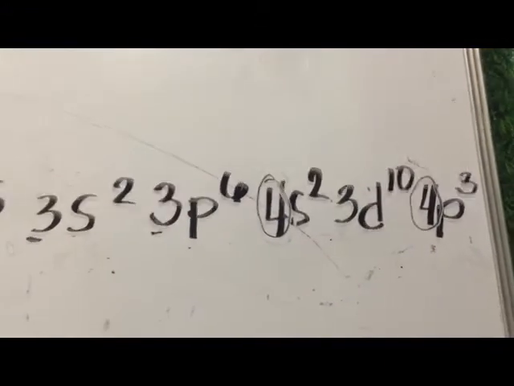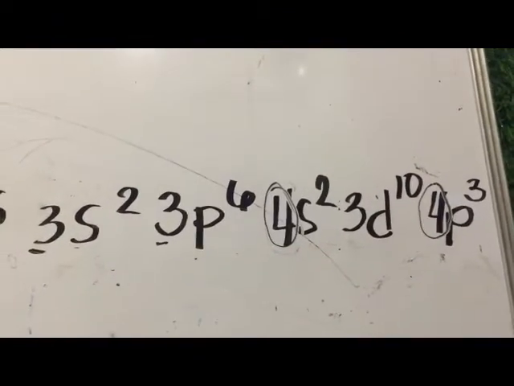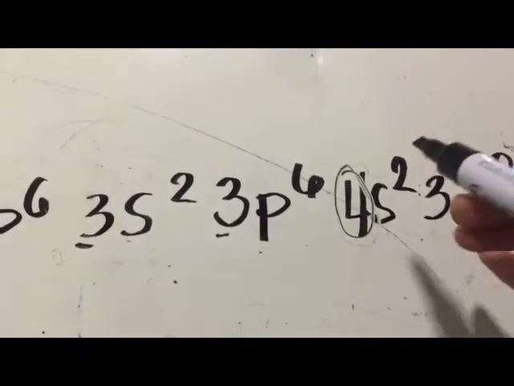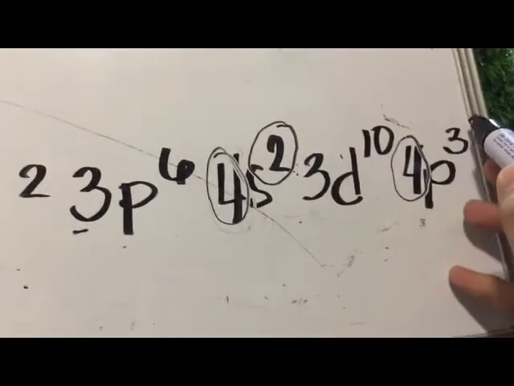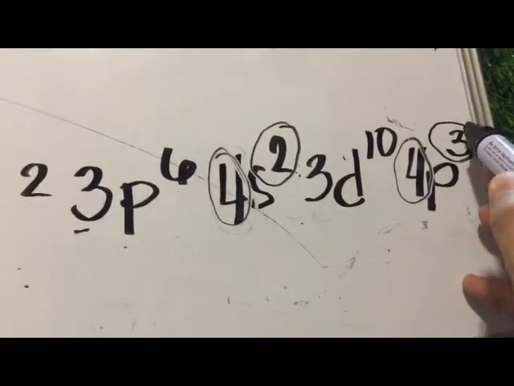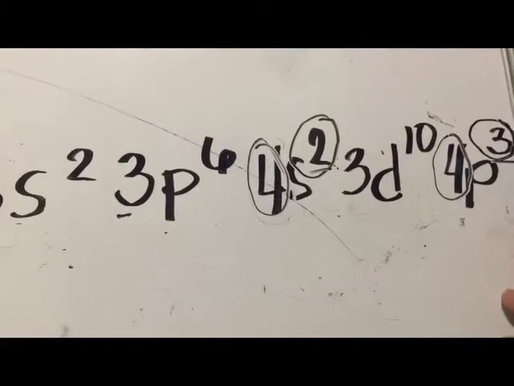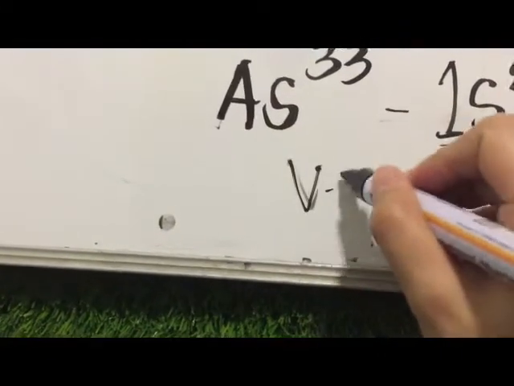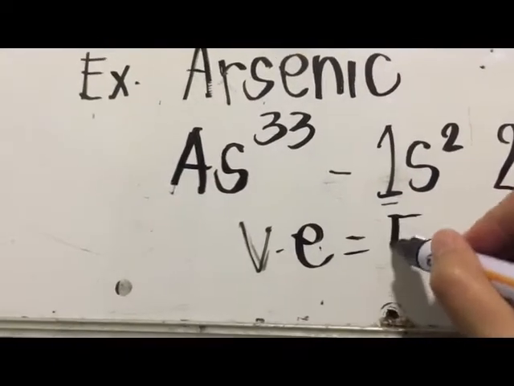Okay, so 4 and 4, dalawa ang ating energy level or dalawang highest energy level natin. So, what we're gonna do is to add the electron found in the highest energy level. So, 2 plus 3 is 5. So, the valence electron of arsenic is 5.